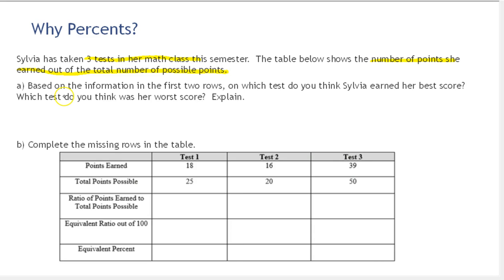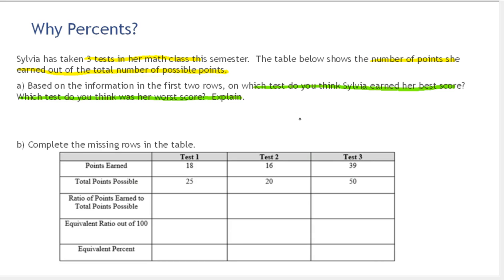The first question asks, based on the information in the first 2 rows, points earned and total points possible, and these are the 3 tests, on which test do you think Sylvia earned her best score? So that's the question. Which test do you think was her worst score? And explain. I'm not going to answer this question, you are.